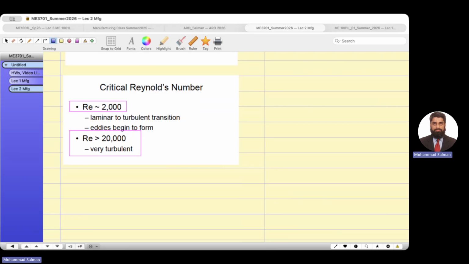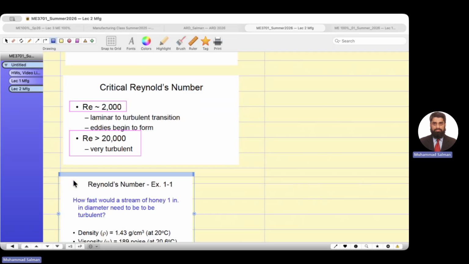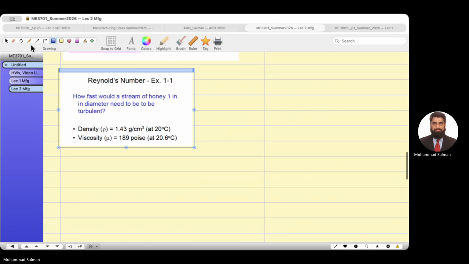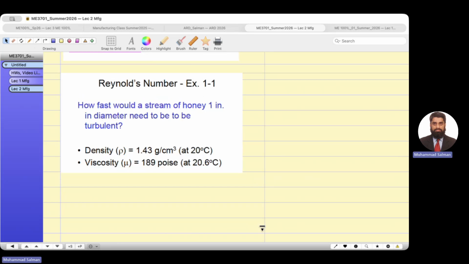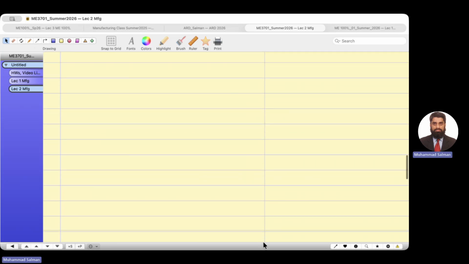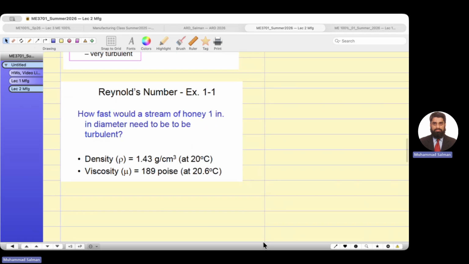Okay, let's do one problem here now. So let's see this problem. Okay, open your calculators. Please collect the data. Read the problem, collect the data and apply the Reynolds number formula. So you will help your professor. Let me show you. I will help you. You will help me. We will solve the problem.